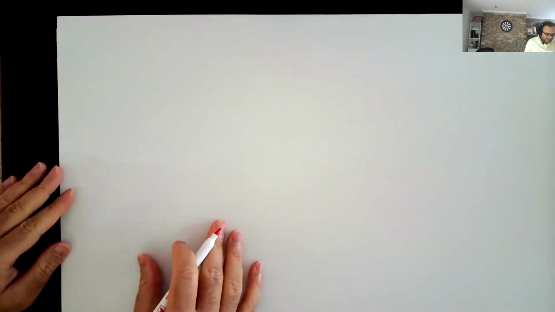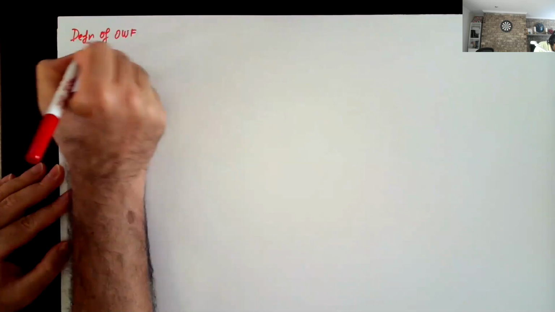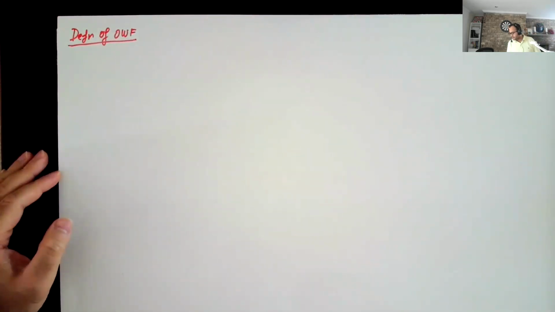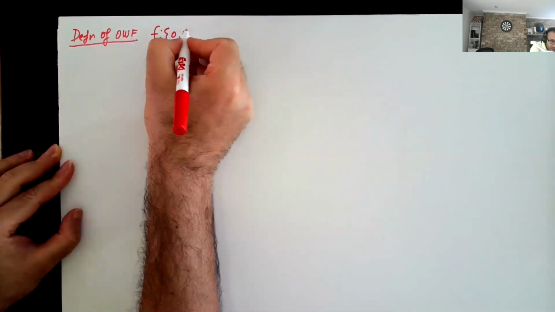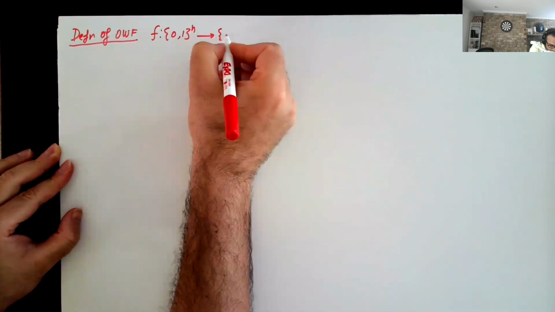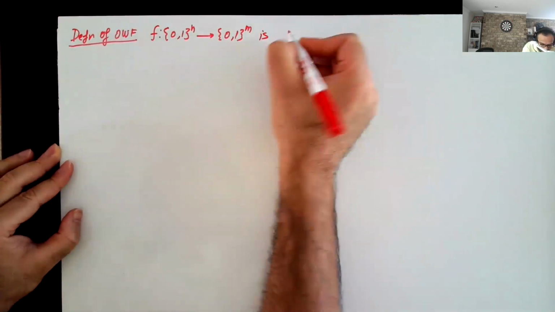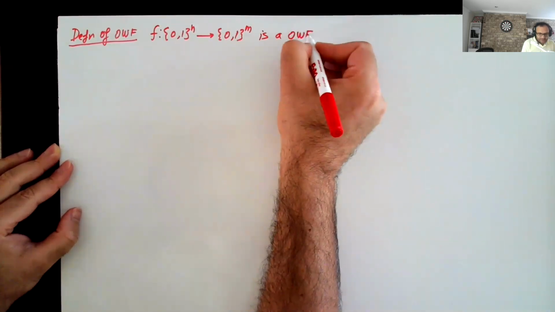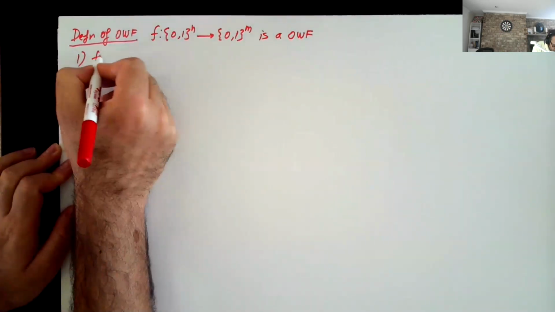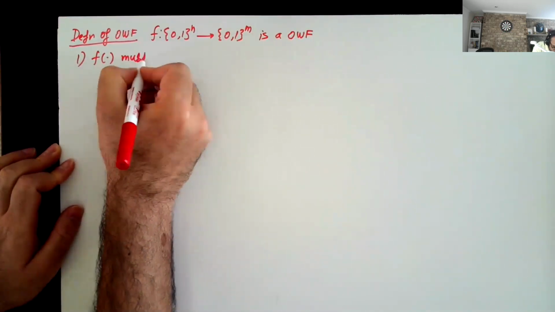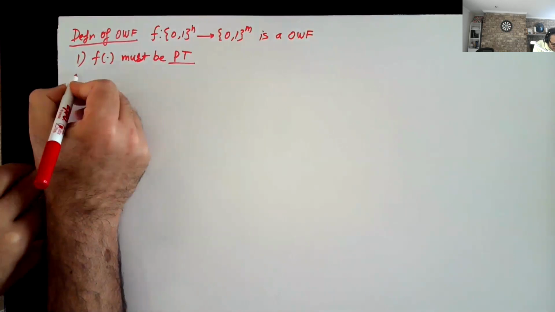So now let's take the formal definition of one-way functions. So a one-way function might take some n-bit input and might give you an m-bit output. So this function is called a one-way function if it satisfies the following two conditions. Condition one, as I talked about, is that f must be polynomial time. Note that not probabilistic polynomial time, just polynomial time.